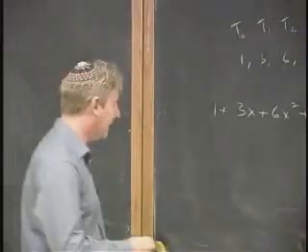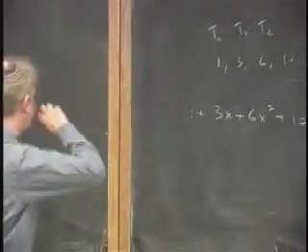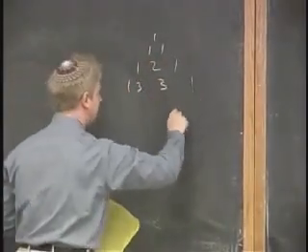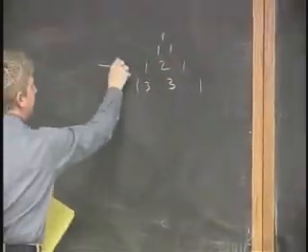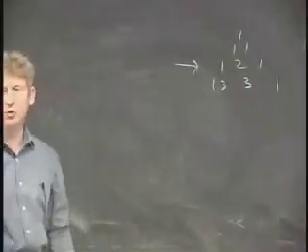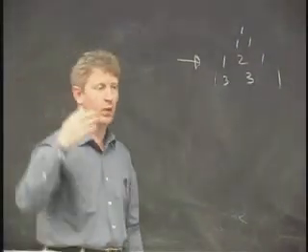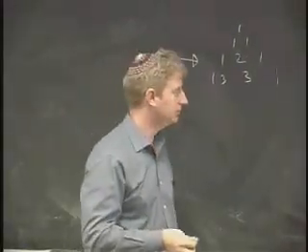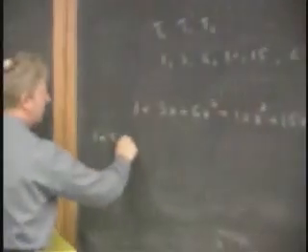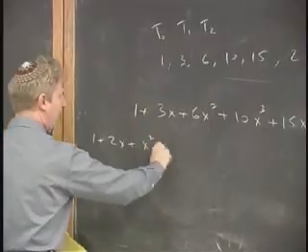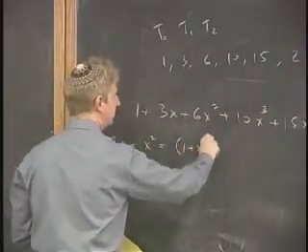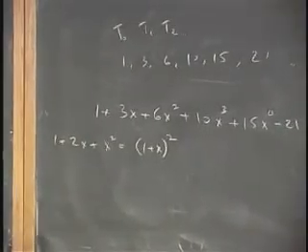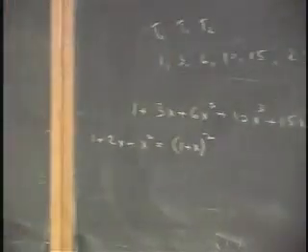Okie doke. Let me ask you one. Here's Pascal's triangle. Here's a finite sequence, 1, 2, 1. What's the generating function for that finite sequence? 1 plus 2x plus x squared. And that happens to also be the same as this. Right? What's the generating function for the third row of Pascal's triangle?